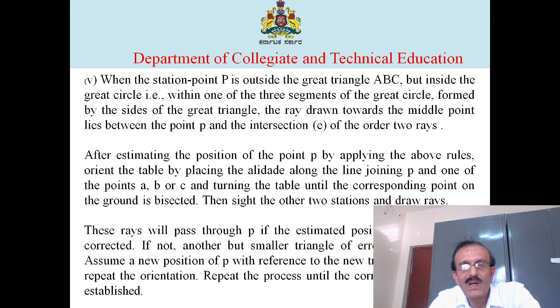Otherwise, the discrepancy of P is estimated and corrected. If not, another but smaller triangle of error will be formed. Assume new positions of P which refer to the new triangle of error and repeat the orientation. Repeat the process until the correct position P is established.